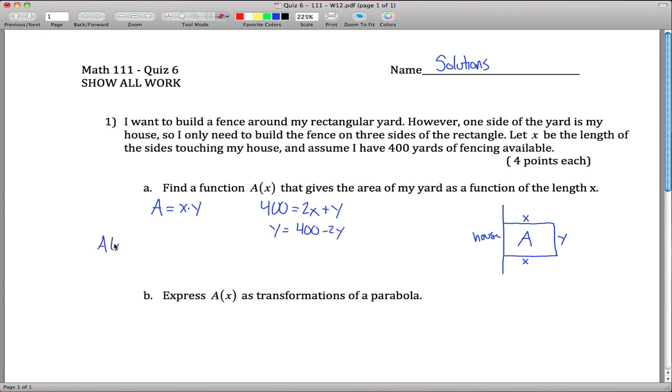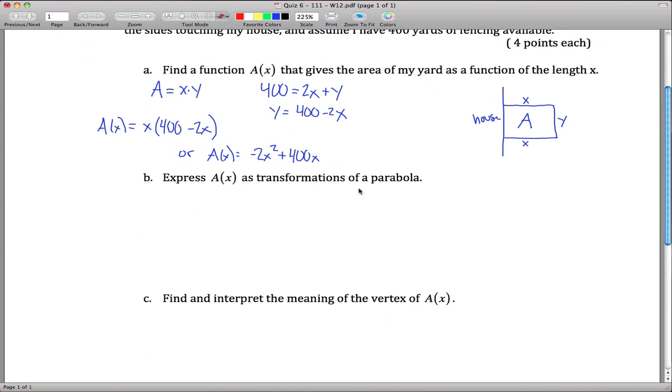So area as a function of x is x times, instead of writing y, I'll write 400 minus 2x. It's fine to leave your answer like this, or you can look ahead and realize what we have to do and think that you might want it to look more like a quadratic, in which case you would say that area is equal to negative 2x squared plus 400x, which I got from distributing this x through and then writing this term first. Either one's fine though.